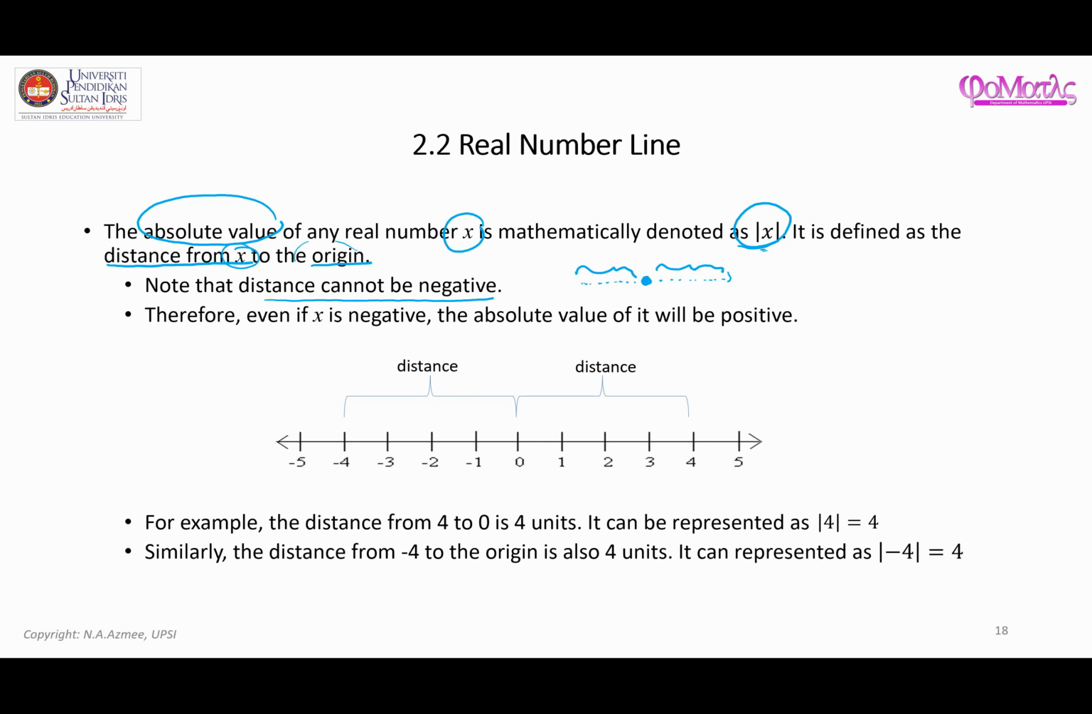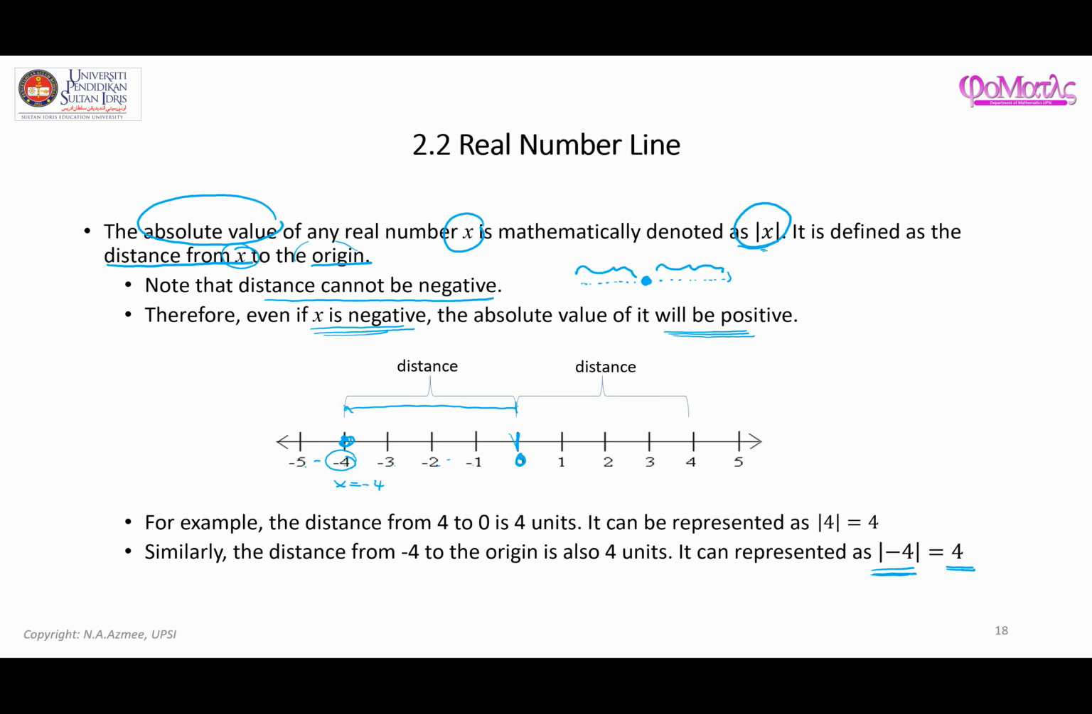Because of that, if you imagine you have this point 0 here, even if x is negative, the absolute value of it will be positive, because again it measures the distance from any number x to point 0. For example, if x equals -4, the absolute value of -4 is going to be 4, because you are measuring the distance from this number to the point of origin.